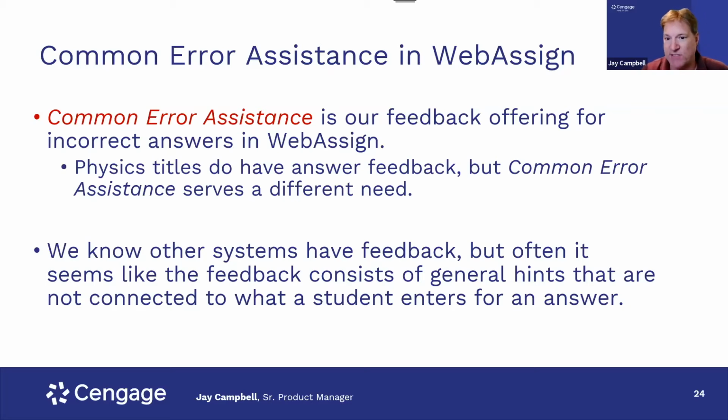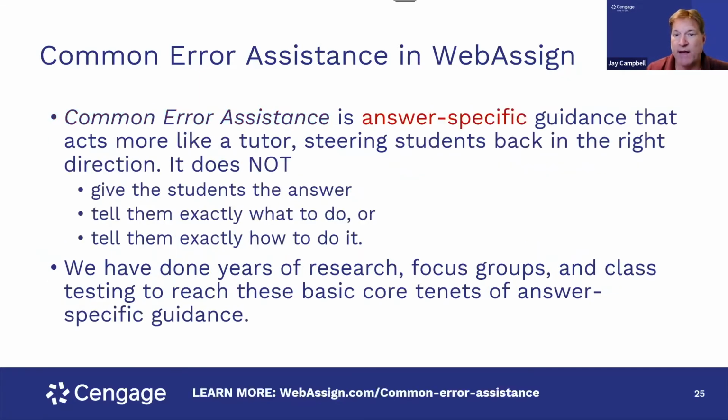So we want to tell you about that. And overall, we know other systems have feedback, but one of the things that we've seen, and perhaps you have as well, is that the feedback consists of more like general hints, not anything that's specifically connected to what the student answered in the system. So really what we wanted to do with Common Error Assistance is really make that feedback answer specific. So what it is, it's answer specific guidance that really is meant to act more like a tutor to kind of steer the students back in the right direction so that they can eventually get the answer.